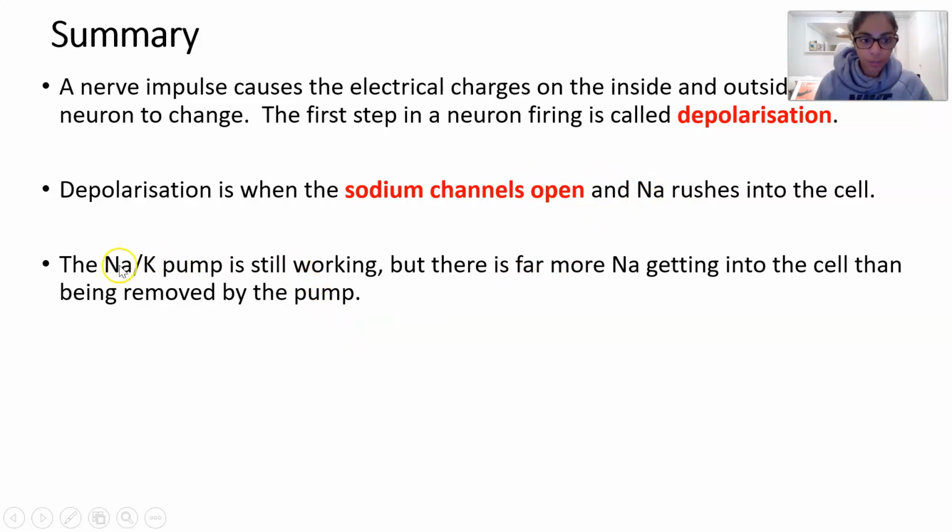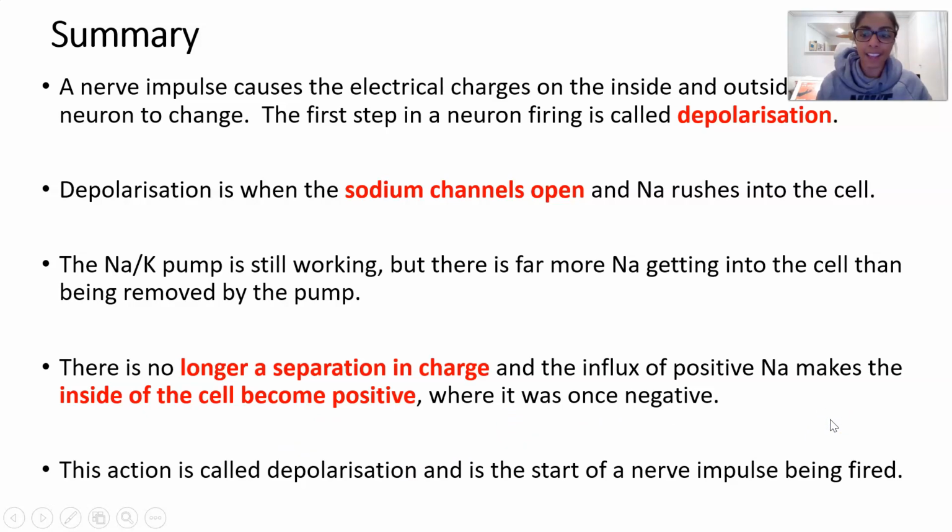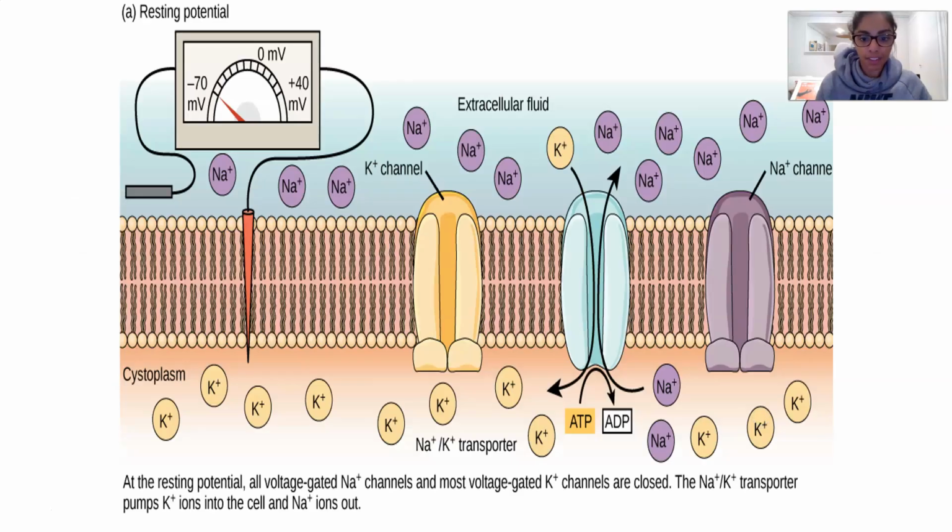In the background, the sodium-potassium pump is still working, but there's far more sodium coming into the cell than the pump can remove. So because the sodium-potassium pump is outnumbered, so to speak, the separation of charge is no longer there. So what that means is the inside of the cell will start to become positive, whereas before we maintained it as negative. This action of sodium moving into the cell is what starts a nerve impulse and is known again as depolarization.